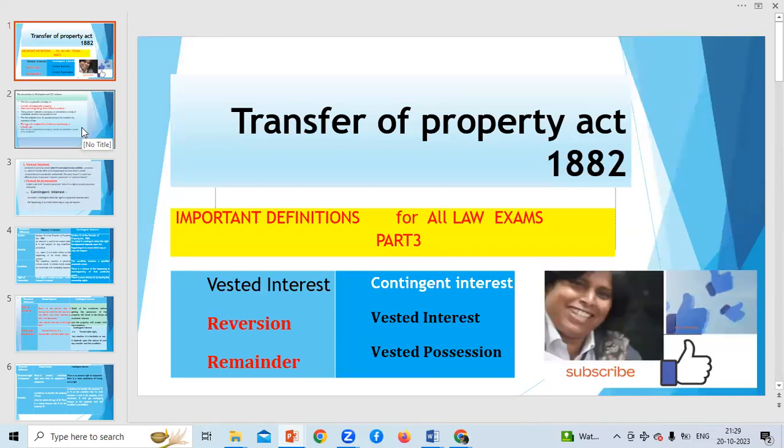So we should know the terms in this Act, what it means. Knowing the sections and knowing the different terms, it's very important. It makes a difference. And in details, we'll find out this and we'll discuss about this.